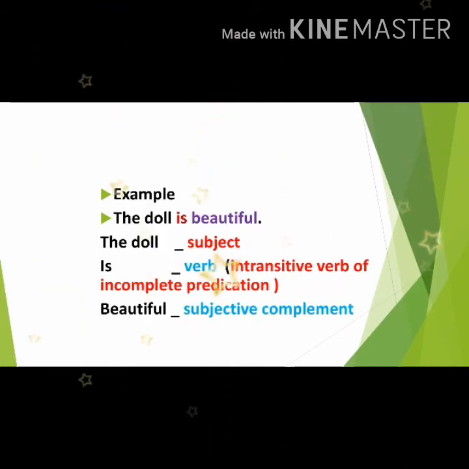For example, the doll is beautiful. In this sentence, the verb is an intransitive verb of incomplete predication. It does not have an object since the action of being affects the doll, the subject of the verb. However, the word beautiful describes the subject doll and helps the verb is to complete what it says about the subject. The word beautiful is a subjective complement of the verb is.